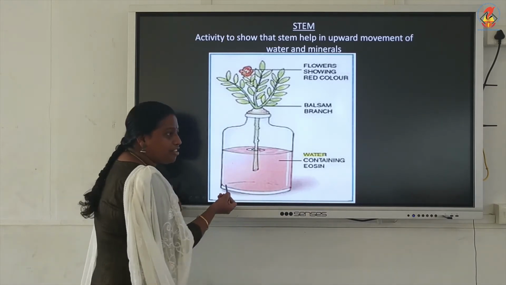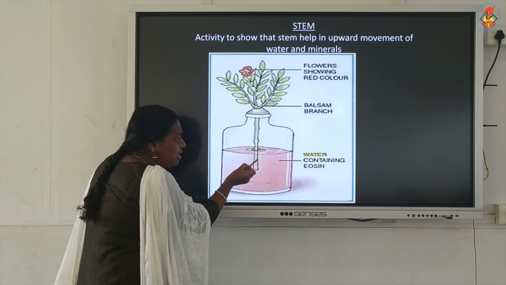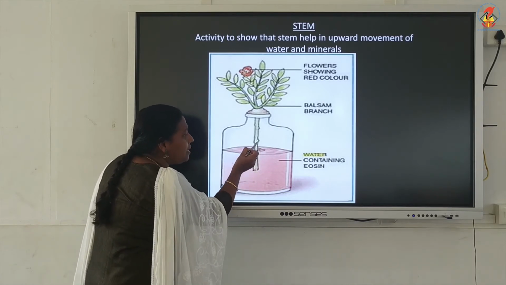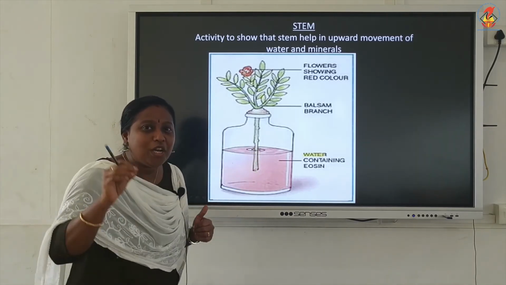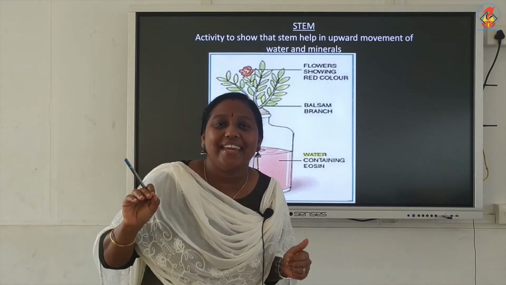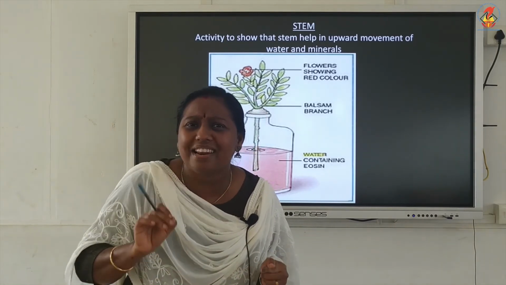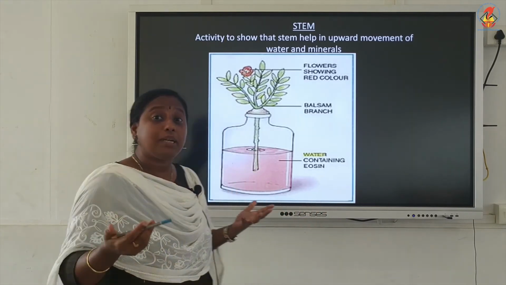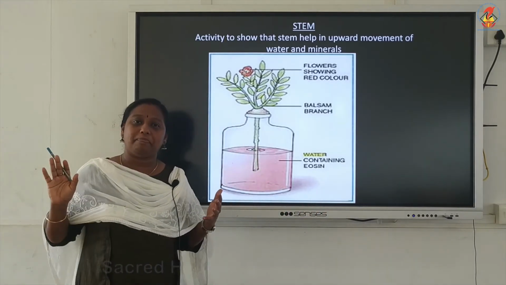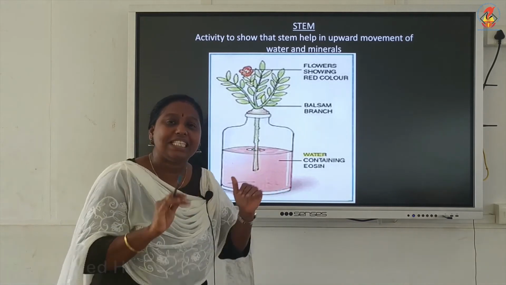This red color of this water, slowly the stem will be absorbing this red color. Slowly the color of the stem will change into red. Slowly a pale red it will become. After some time again you keep that experimental setup there. After some time you come and see it again.